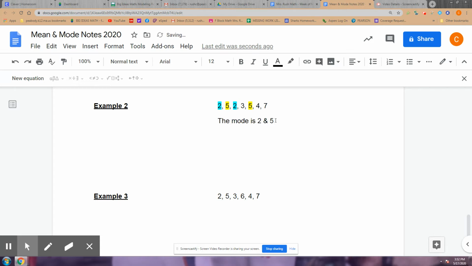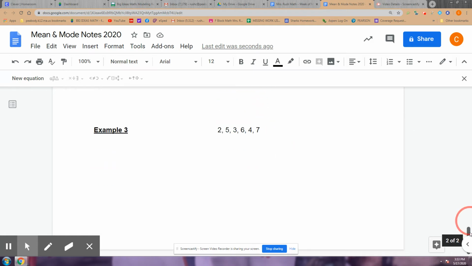Just want to point out something. Say you had 3 5s up here, if I had another 5, then the mode would just be the 5 because there'd be the most 5s, even though 2 repeats, okay? But here, we're going to have our mode be both 2 and 5 because there's 2 of each, 2 2s and 2 5s. Great.